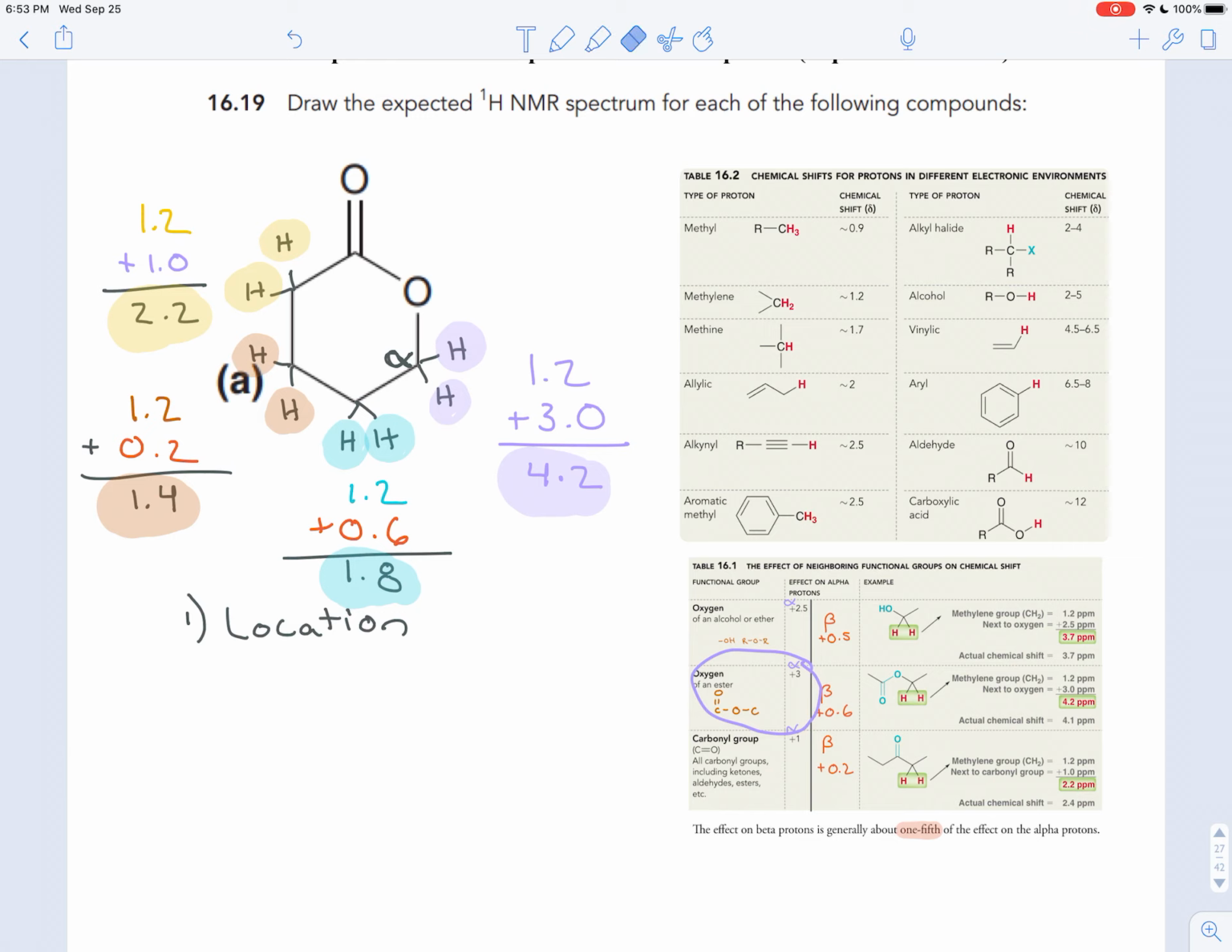All right, we have our different numbers of signals. We have the location for each. I'm going to erase these numbers so this doesn't look too confusing, all of this stuff here.